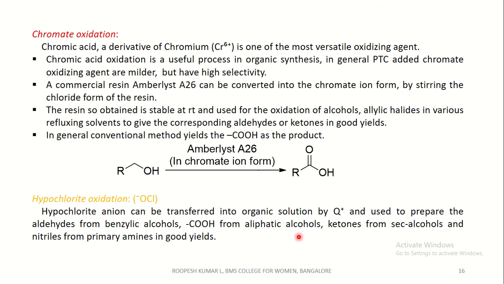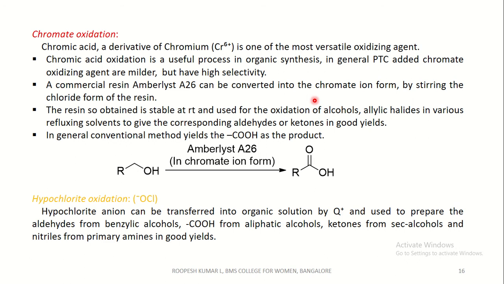A commercial resin called Amberlite A26 can be converted into the chromate ion form by stirring the chloride form of the resin. Meaning this Amberlite A26 is generally in the chloride ion form. This is stirred with the chromate ion, which gets converted to the chromate form. That is, Amberlite A26 in the chloride form is converted to Amberlite A26 in the chromate ion form.